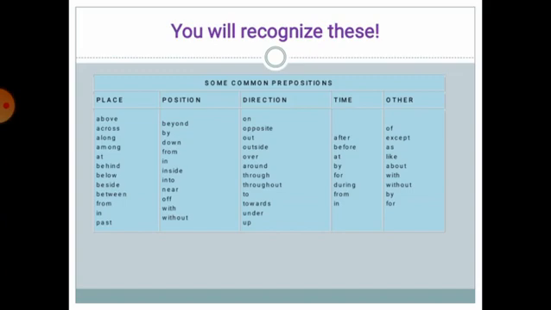Some of the directions we have: on, opposite, out, outside, over, around. Some of time: after, before, at, by, for, during, from, in. Others: of, except, as, like, about, with, without, by, for.